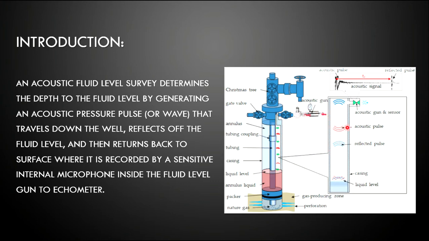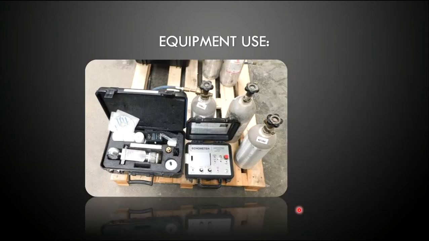As you see here is a simple illustration. We have the acoustic gas gun and a sensor. Here is the acoustic pulse that you send through the annulus, and then it bounces back from the fluid level. After that, you see here the green is the reflected pulse. It goes back and is recorded in the Echometer. Okay, that is it.